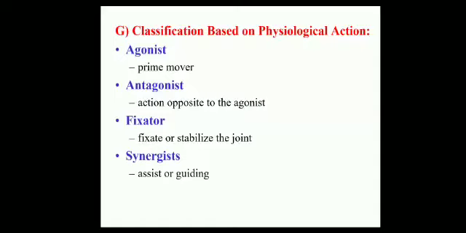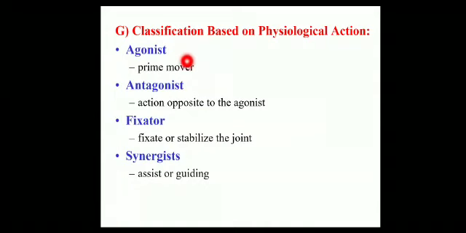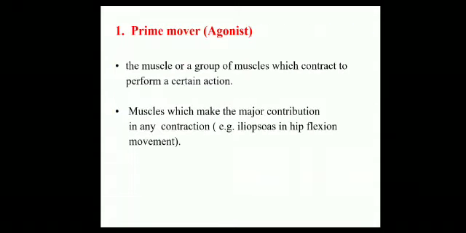In the previous lecture, we were studying the classification of skeletal muscles. So it is the continuation of the classification of skeletal muscles, and we will start from the classification of skeletal muscles based on physiological action. The first one are agonists, which are also known as prime movers; antagonists, which have the action which is opposite to the agonist; fixators, these fixate or stabilize the joints; and synergists, which assist in guiding.